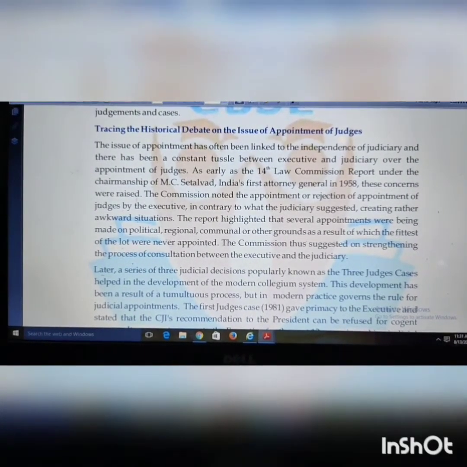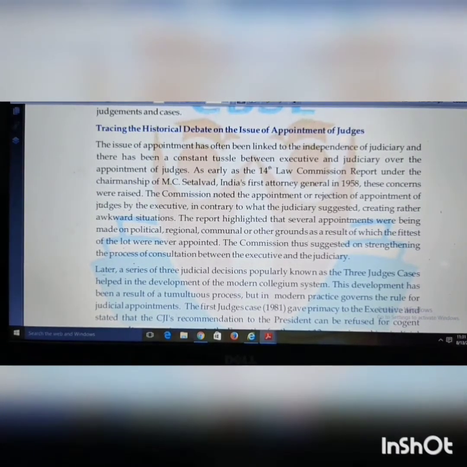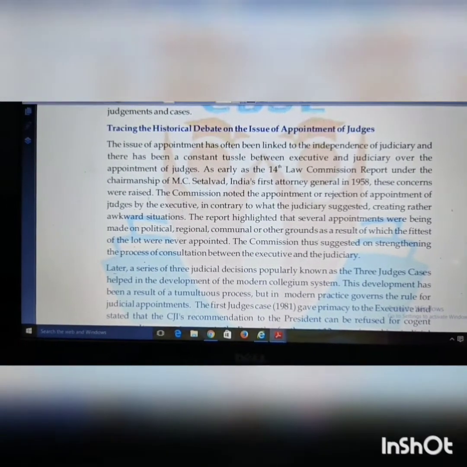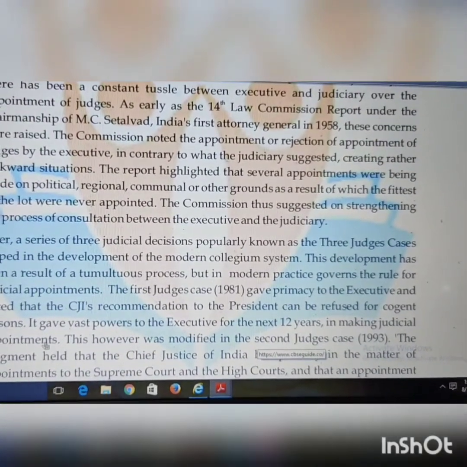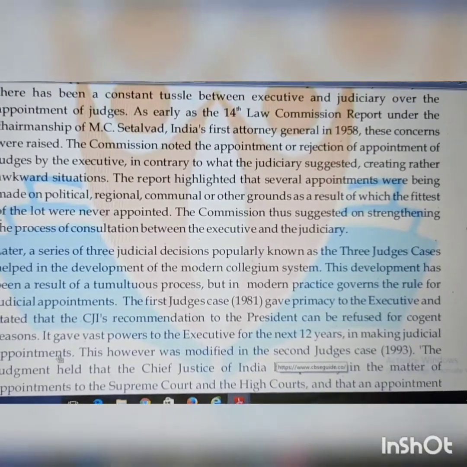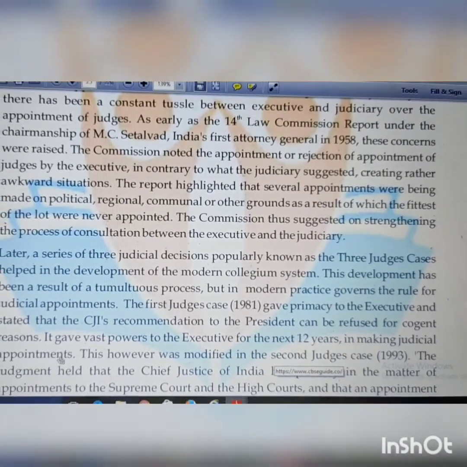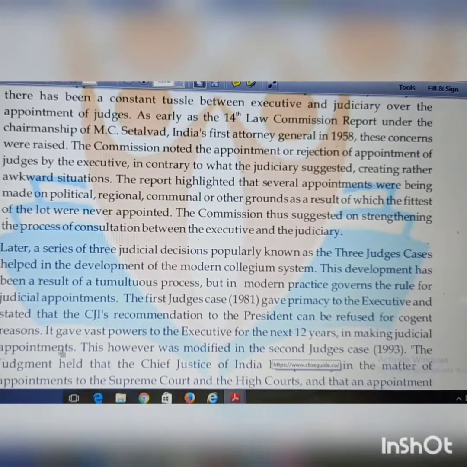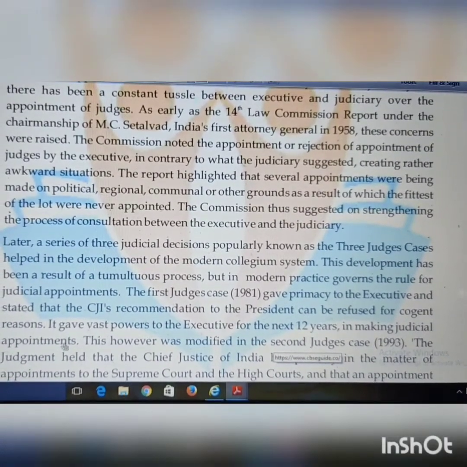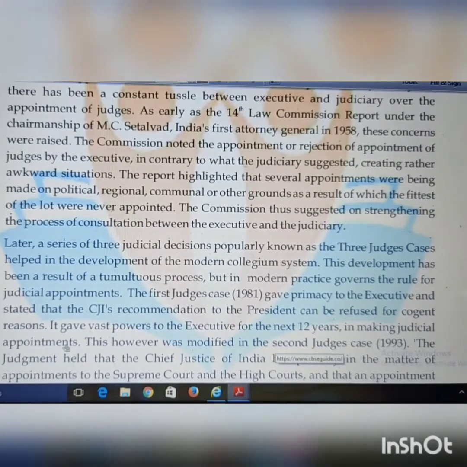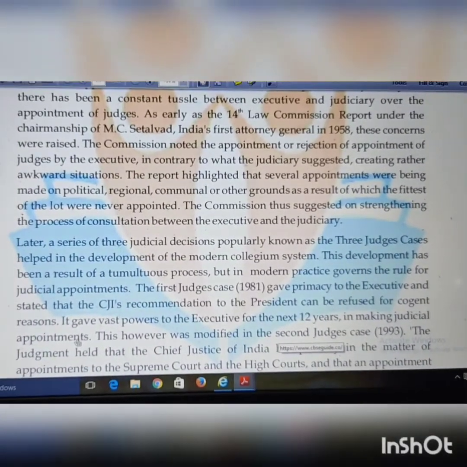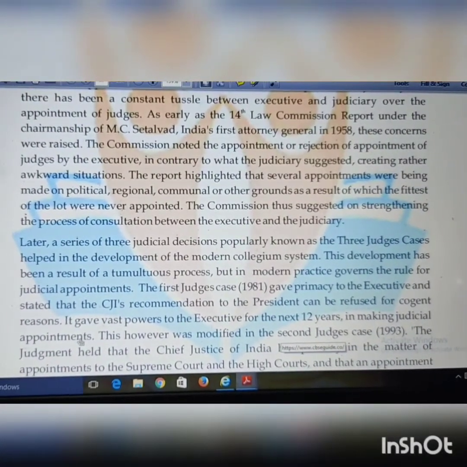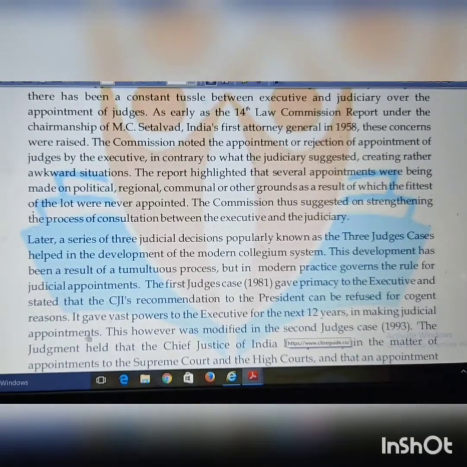As early as the 14th Law Commission report under the chairmanship of MC Setalvad, India's first Attorney General, in 1958, these concerns were raised. So what were the concerns? In the 14th Law Commission report there was a tussle between executive and judiciary over how the judges would be appointed. Judiciary says that we only would appoint our staff, executive says that no, we should appoint. So there has been a tussle, and it was also there at the time of MC Setalvad.